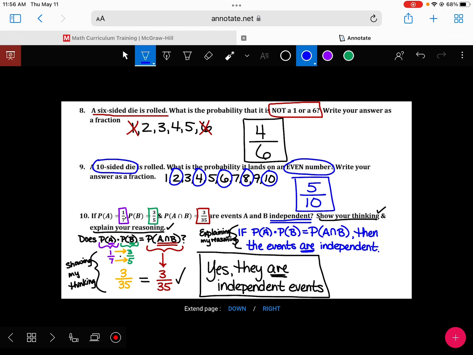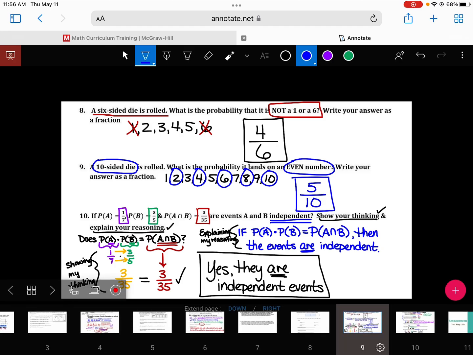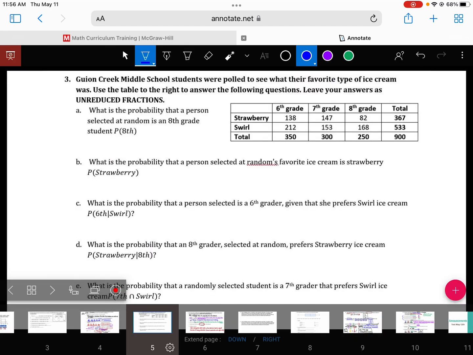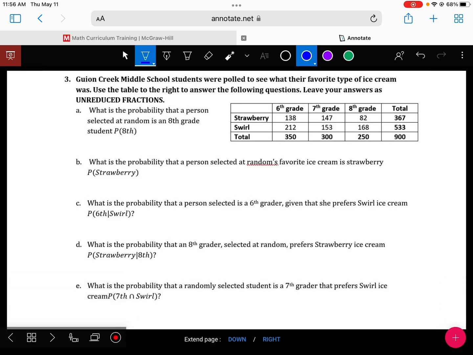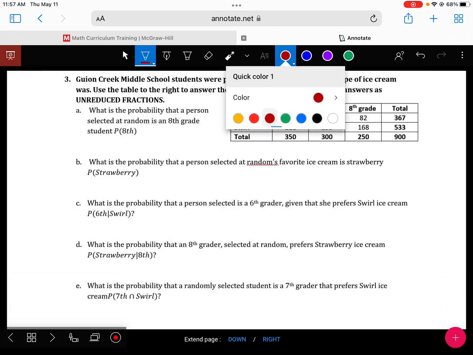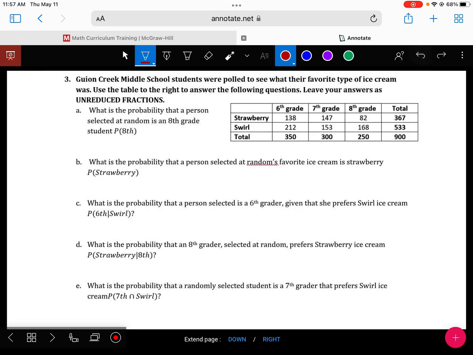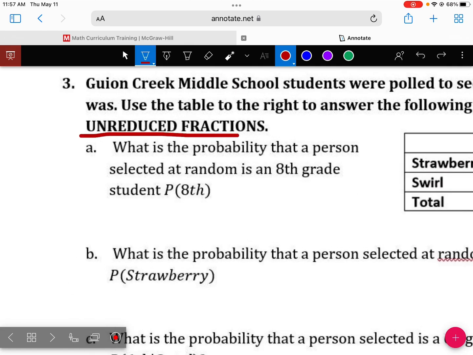What else do you guys want to see? Number 3? Absolutely. For this one, the directions very clearly state you are to leave your answers as unreduced fractions. All of the numbers should be able to just be grabbed off the table.